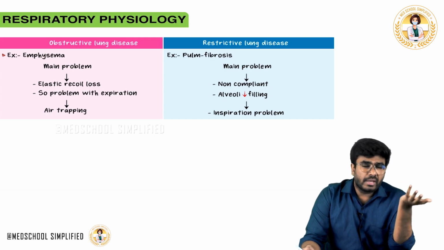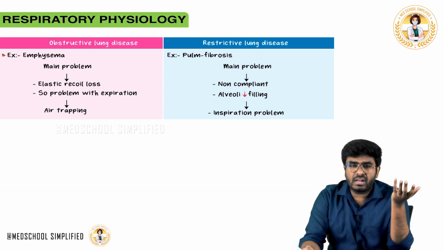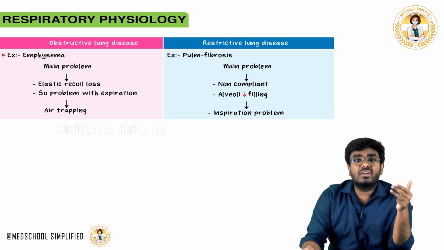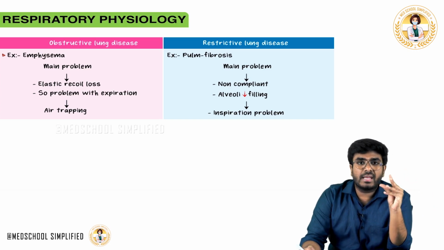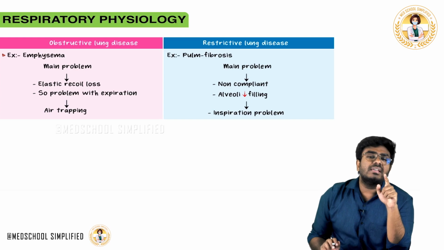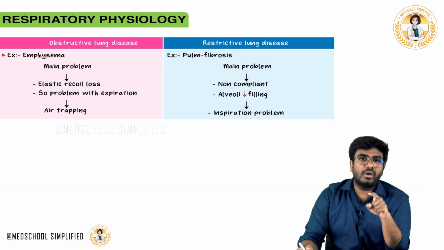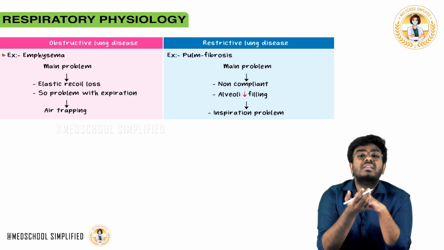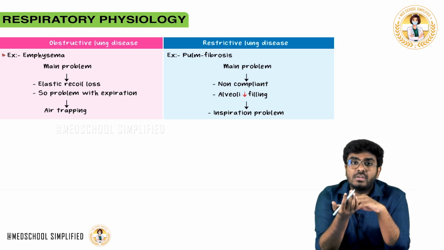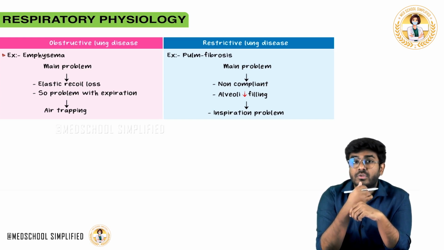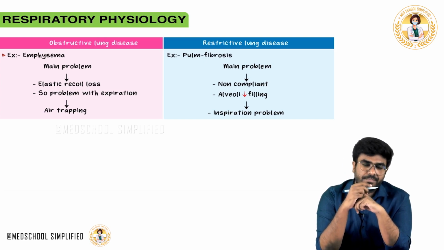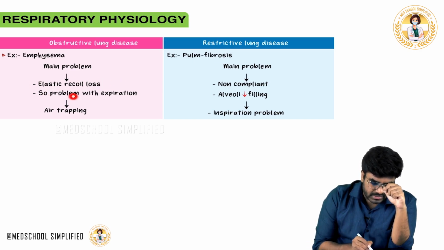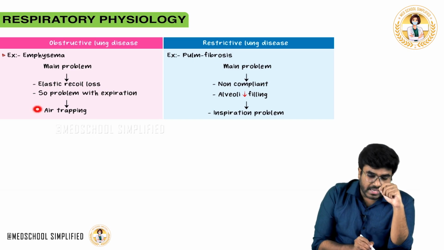Alpha-1 emphysema is due to alpha-1 antitrypsin deficiency. Whenever the alpha-1 antitrypsin deficiency is there, there is damage to the elastic fibers. The elastic fibers are damaged, which means the elastic recoil of the lung is not happening. Whenever there is no elastic recoil, there is a problem with the expiration. So the person is not able to take the air out of the lungs, and air gets trapped inside his lungs. So air trapping is seen in obstructive lung diseases. The main problem is loss of elastic recoil, which causes a problem with expiration, so that causes air trapping.